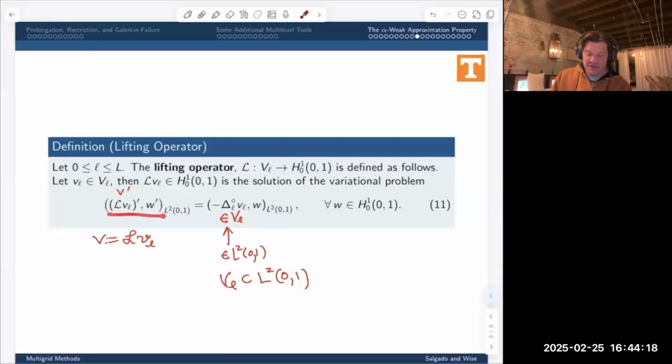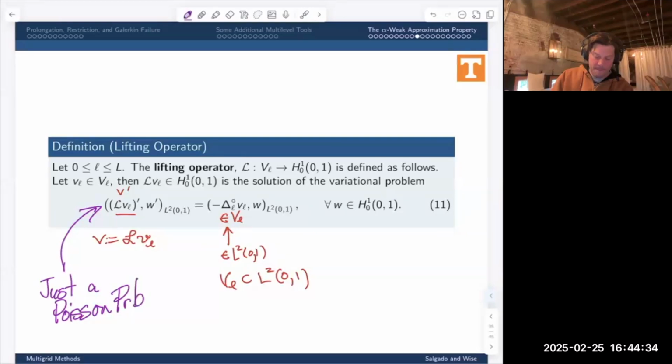So this is just a Poisson problem. So let's highlight that. This is just a good old-fashioned Poisson problem. Good. So an object like that always has a solution. Actually, it's a weak formulation of a Poisson problem.